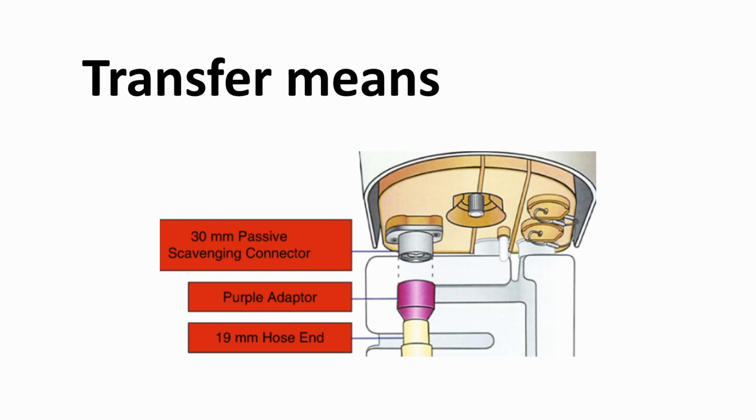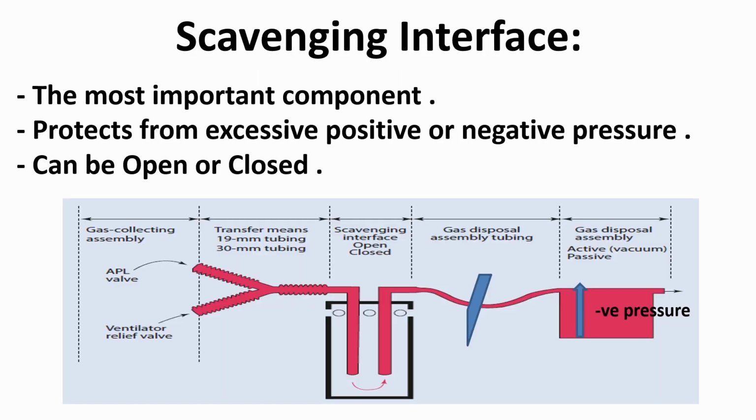So the most important part of this device is the scavenging interface. Why? Because this part is protecting the patient from excessive positive pressure. If we have a kink here, it will protect the patient from this positive back pressure, or negative pressure if the vacuum is overworking. And this interface could be open or closed.